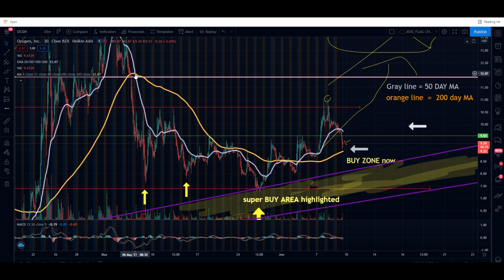So what we're noticing here right from the beginning, using the moving averages, you'll notice that right here, when it crossed on May 6th, when OCGN was at about $12, this is known as a death cross, okay? Death cross means it will fall down massively, very quickly. Now, it went from $12 all the way down to $7.